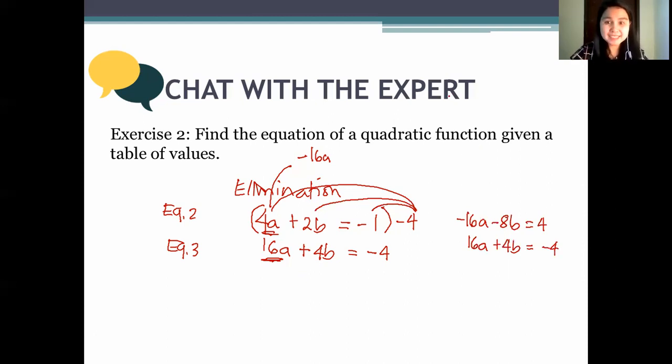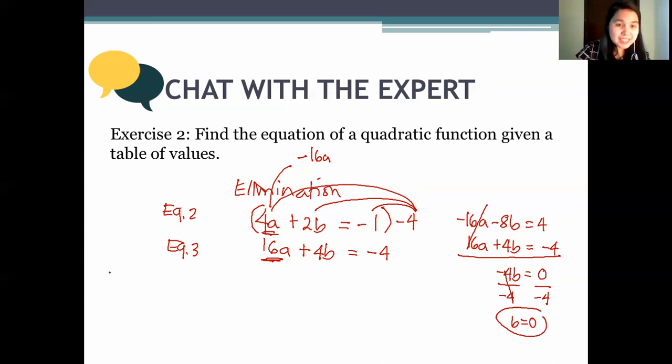Now what will happen next? We will start eliminating. So negative 16A plus 16A, that's 0. Negative 8B plus 4B, you have negative 4B. 4 minus 4, you have 0. Divide all by negative 4. So our B is 0. Now, our C is 2. Our B is 0. We are only looking for A. How to solve for A?